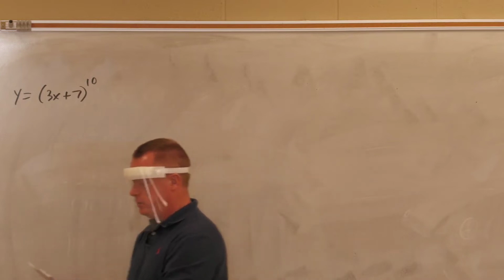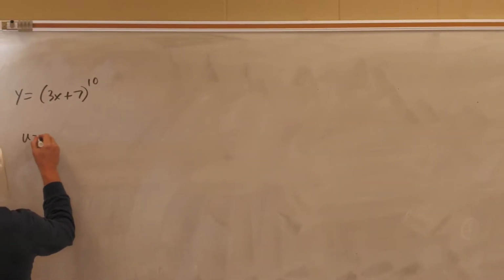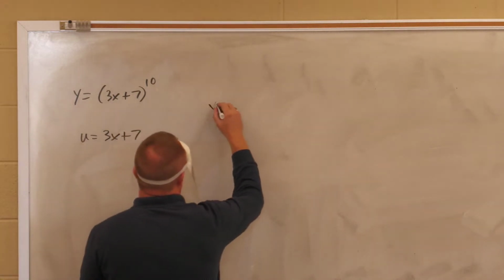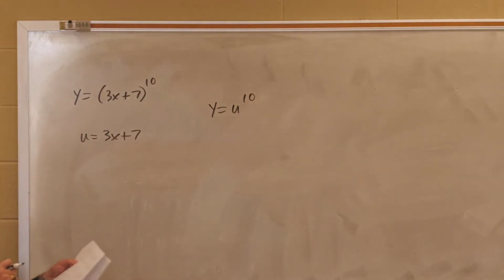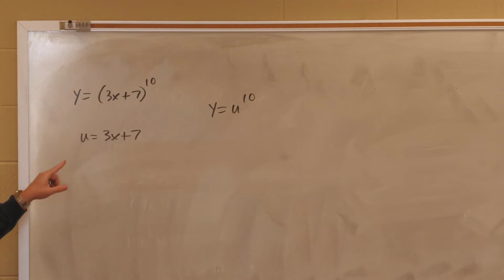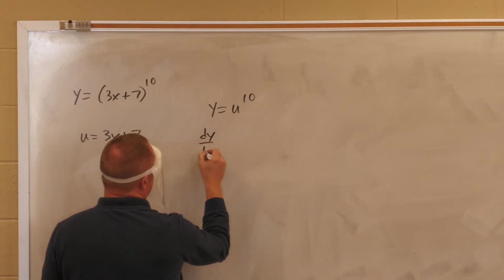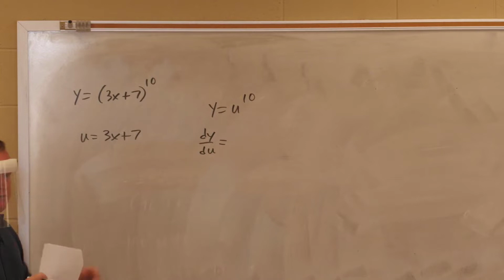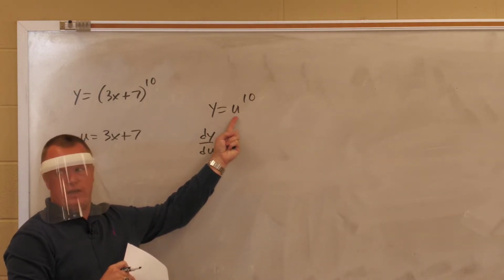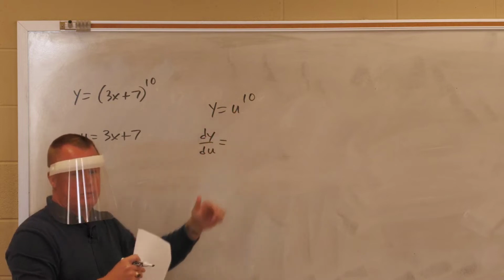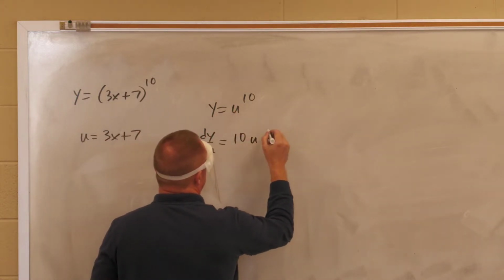Doing it the way he said here, we'll let u be the inside function, 3x plus 7. Now we replace 3x plus 7 with u. So now I have y equals u to the 10th power. Now let's take the derivative of that with respect to u. Since we're using different variables, I'm going to say dy du. So I've got u to the 10th. How do I take the derivative of that? Multiply by 10, subtract 1 from 10, the power rule. I get 10 u to the 9th power.